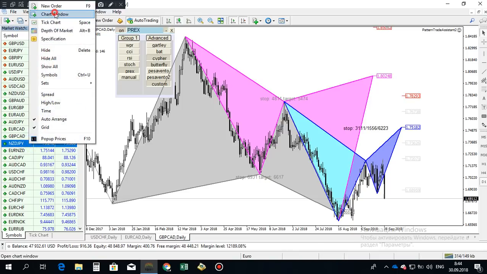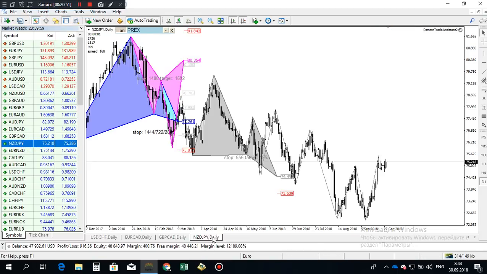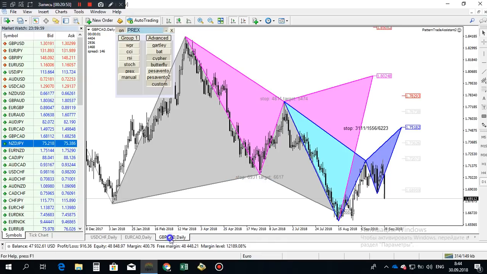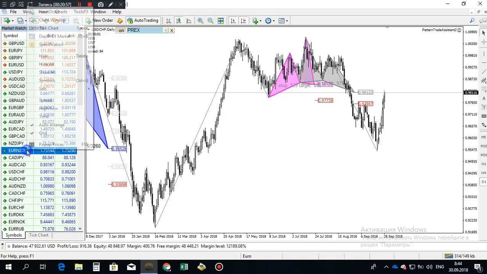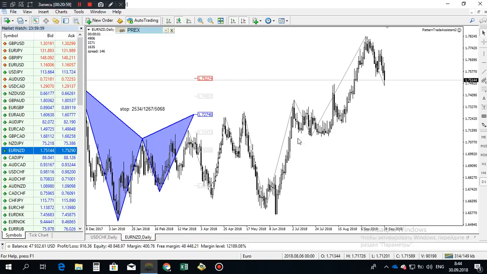New Zealand Yen is the next one, so nothing is there. Let me close it. Euro New Zealand, nothing.